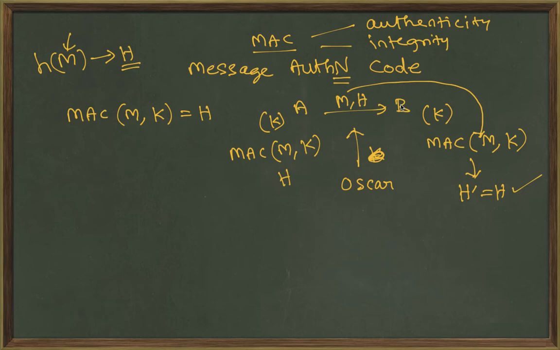So MAC is a better option than the hashing function. In fact, inside SSL TLS, we don't use the normal hashing function. We will only use the MAC, okay? So later we will see what exact MAC is used in SSL TLS. There is one problem with MAC also. I told you MAC provides authenticity as well as integrity, right?